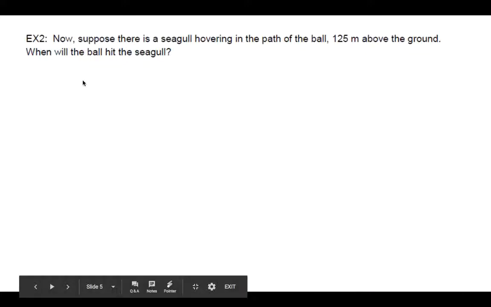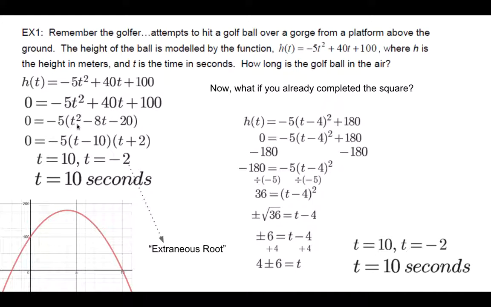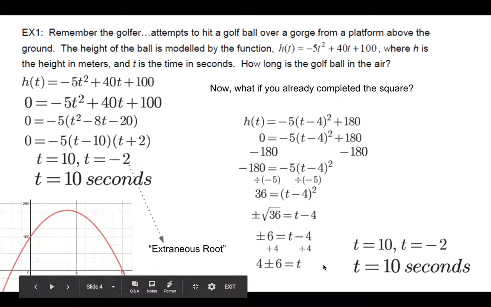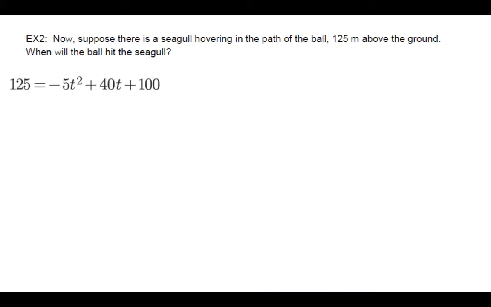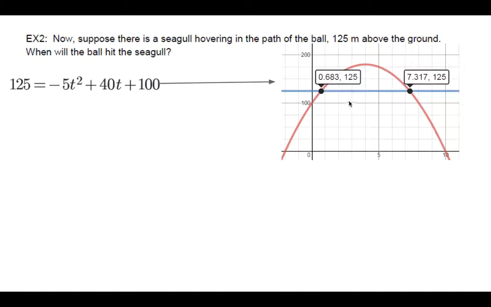So the next question is looking at if the seagull, when's the ball going to hit 125? With standard form, you can set that equal to 125. It's interesting because if you had vertex form and set it equal to 125, you could do the same steps here as in the last question. But with standard form, you need to actually get 0 equals so that you could then use the quadratic formula.